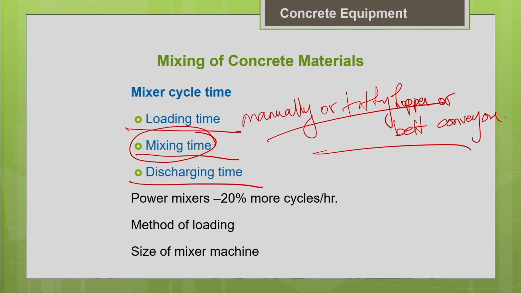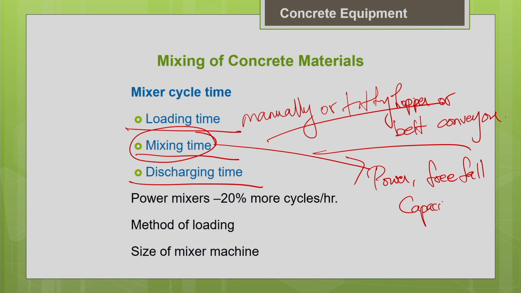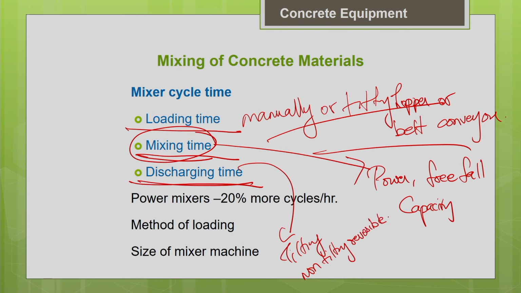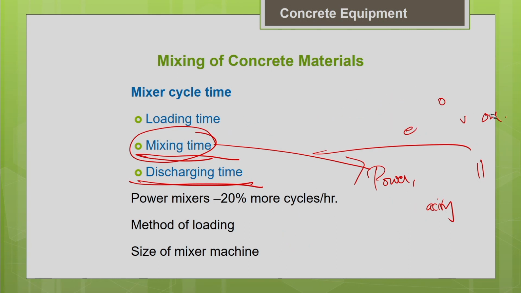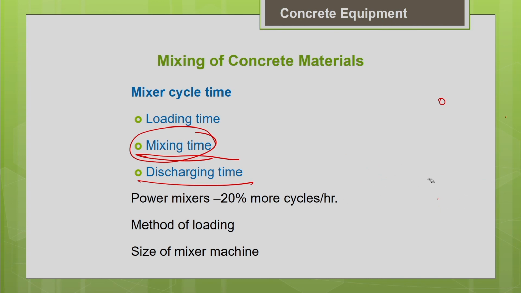Similarly, mixing time depends upon the type of your mixer machine, whether you are going for power mixer or you are going for free fall mixer, or what is the capacity of your mixer machine. All these things will govern your mixing time. Then the discharging time. That also depends upon the type of your mixer machine, whether it is going to be a tilting type or it is going to be a non-tilting reversible type. So, all these things will affect your discharging time. So, you have to make the calculations according to your actual equipment.